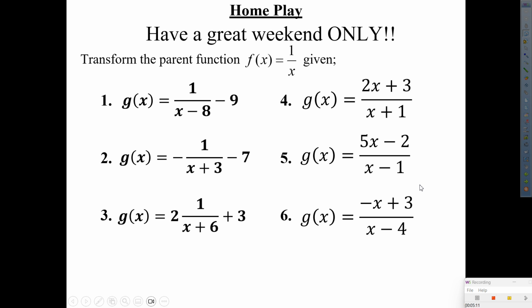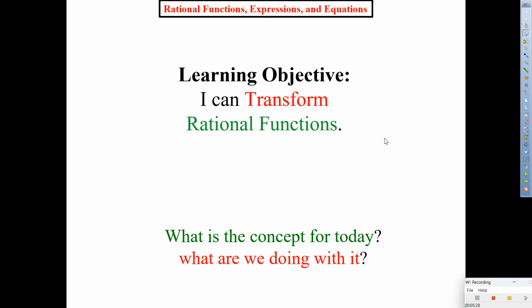Okay? All right, get a Cornell note ready, please. All right, here we go. I can transform rational functions. What are rational functions in your own words? Tell your neighbor, please. What are rational functions in your own words?